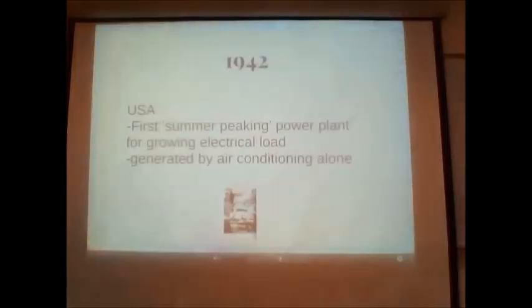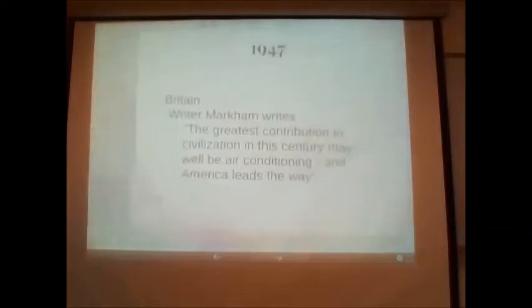In 1942, in the US, the first summer peaking power plant for growing electrical load was created, and they generated power using air conditioning alone, essentially. And what they did was they insulated all their piping so it kept everything inside the pipes cooler, and it was just better for the company.